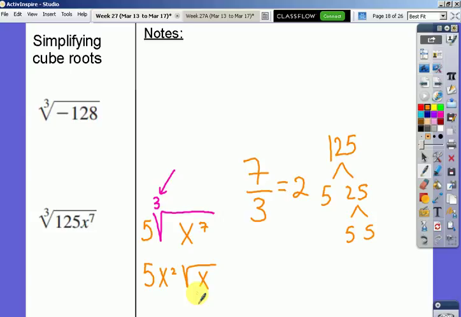Or you can, of course, write them all out. X times x times x. X times x times x times x. 2 groups of 3, 1 left over. Questions?